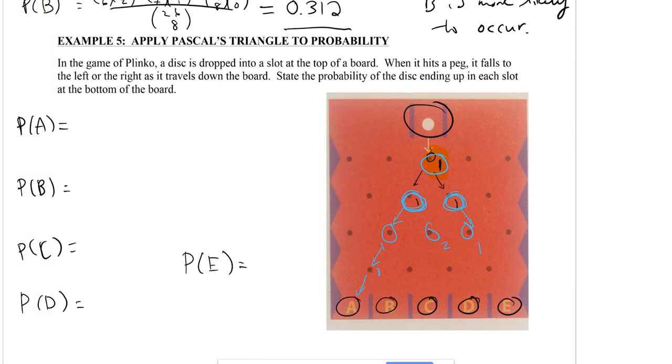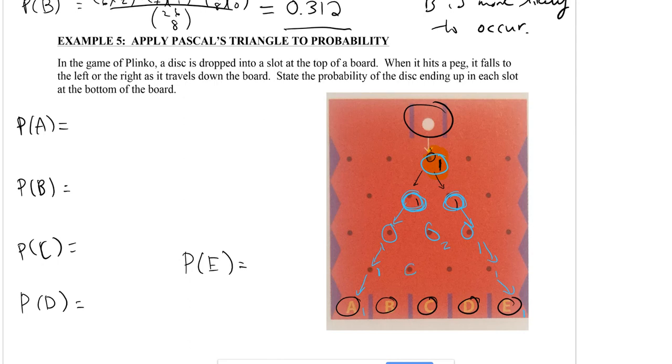And so I know that to get to A, there's only one way to get there. And likewise with E, because it's on the far edge of this board, there's only one way to get to E. Okay, now the middle stuff, let's work through that.